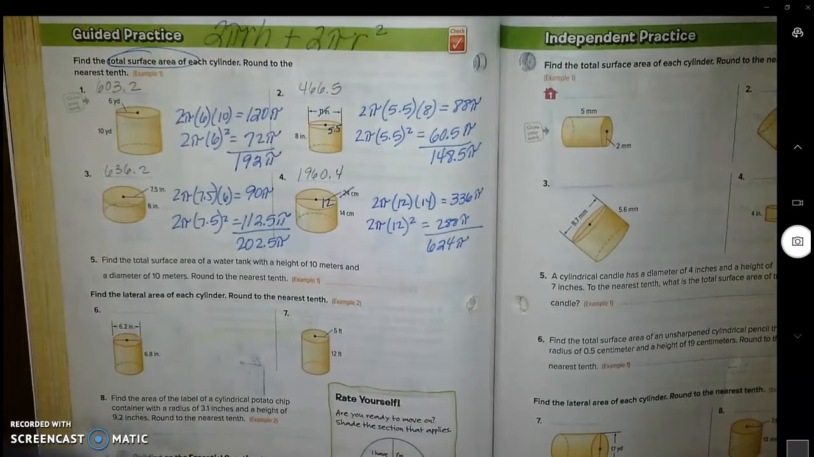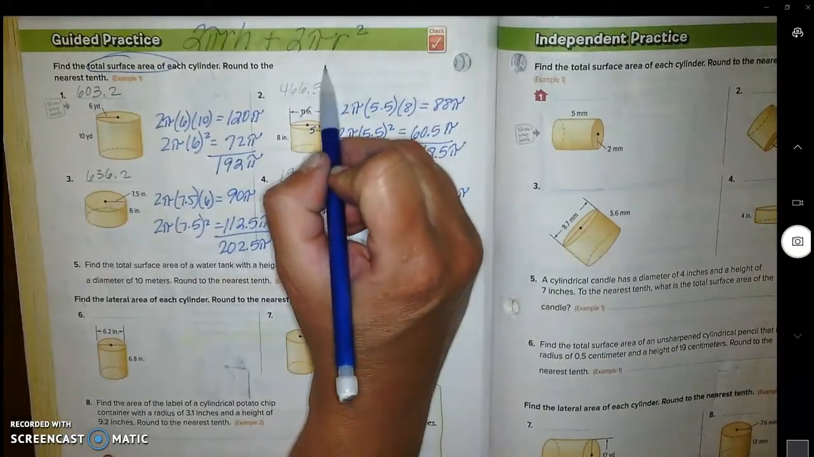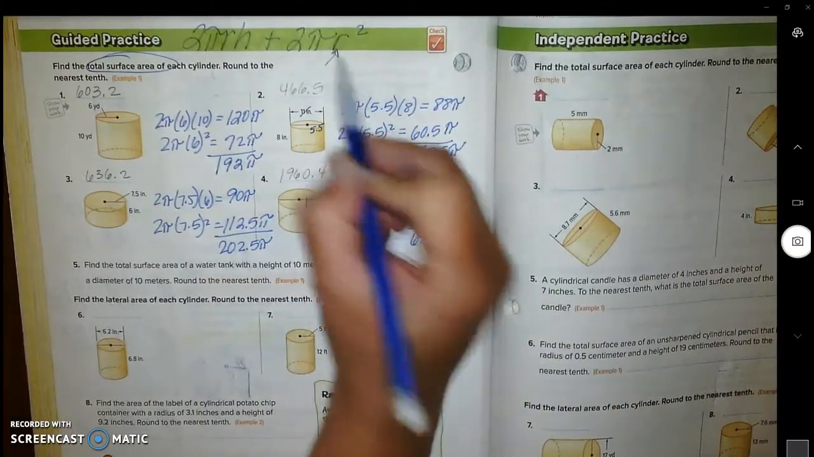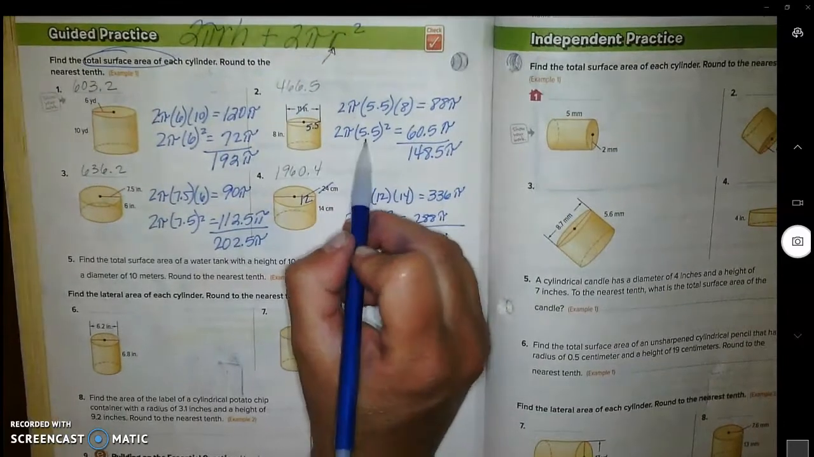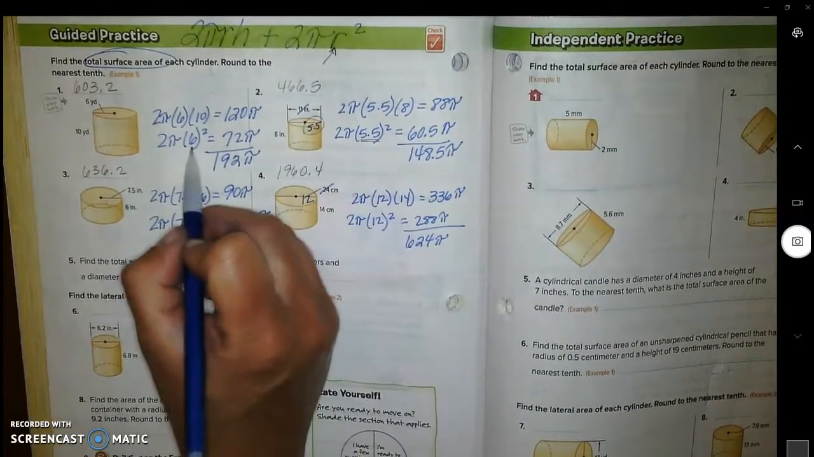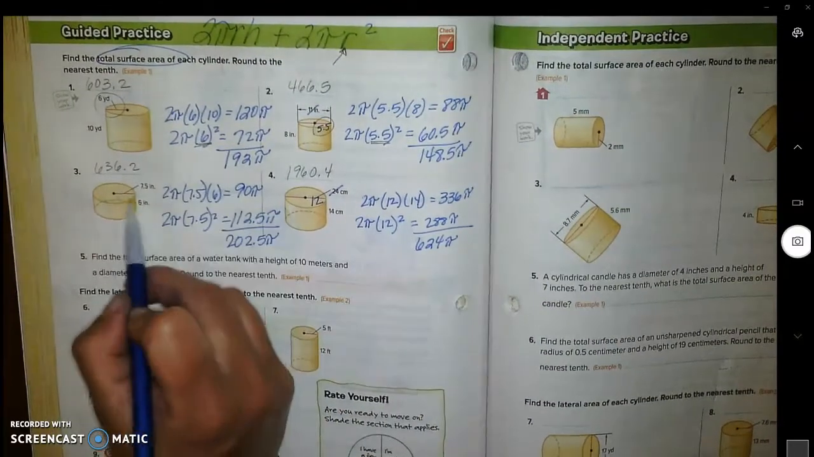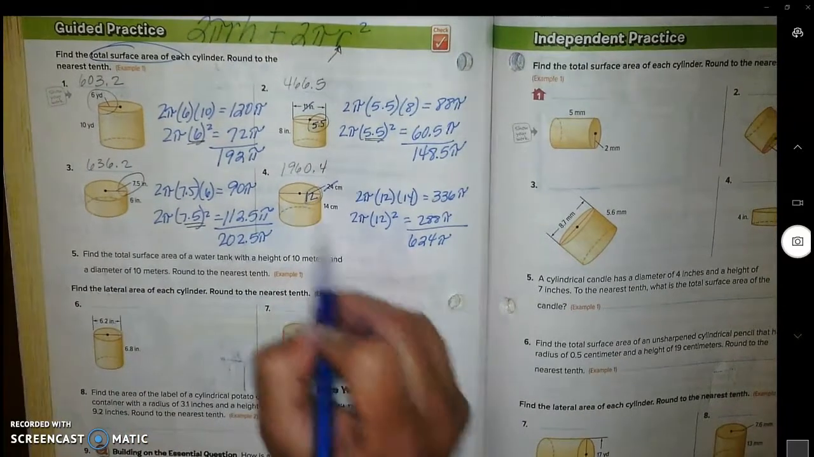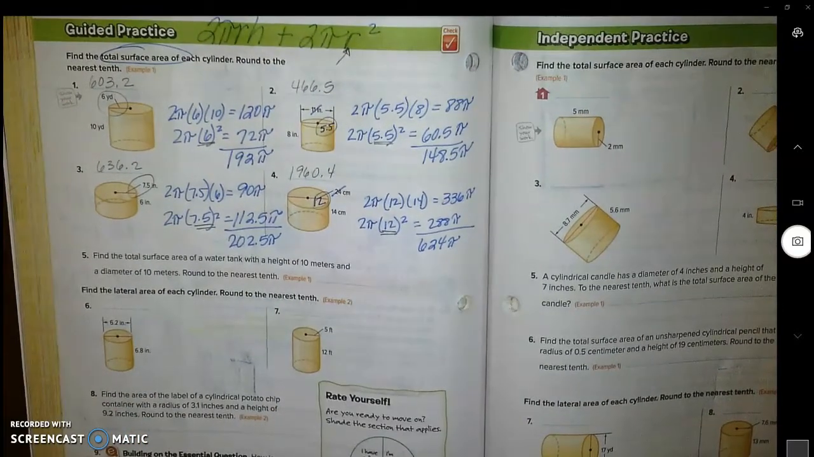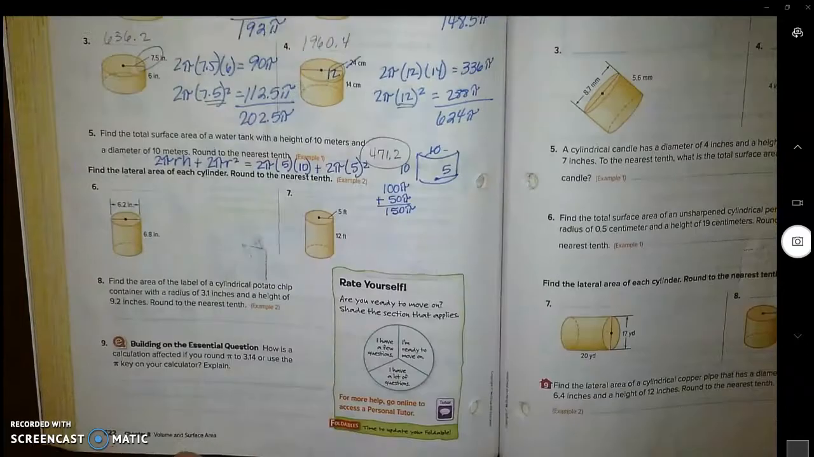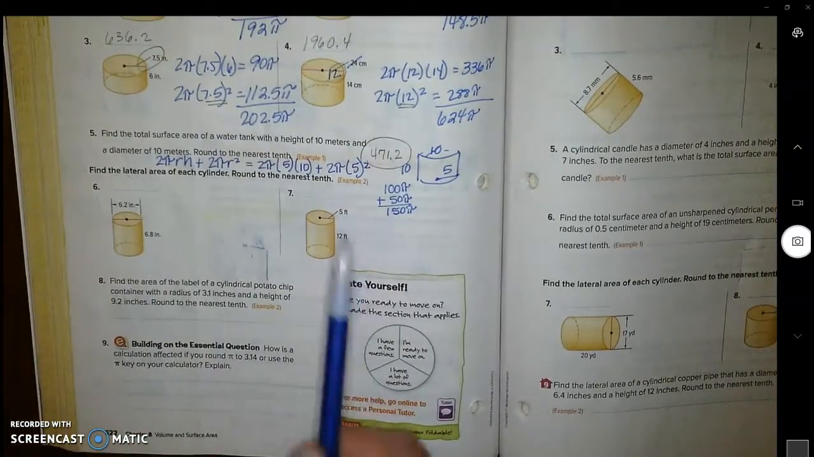One of the things that can get confusing with this particular formula is which number you're actually squaring. So make sure that you're always squaring the radius, okay? It's always the radius that goes in that second part. So just be really careful with it, okay? All right, and number 5 is exactly what I mean.